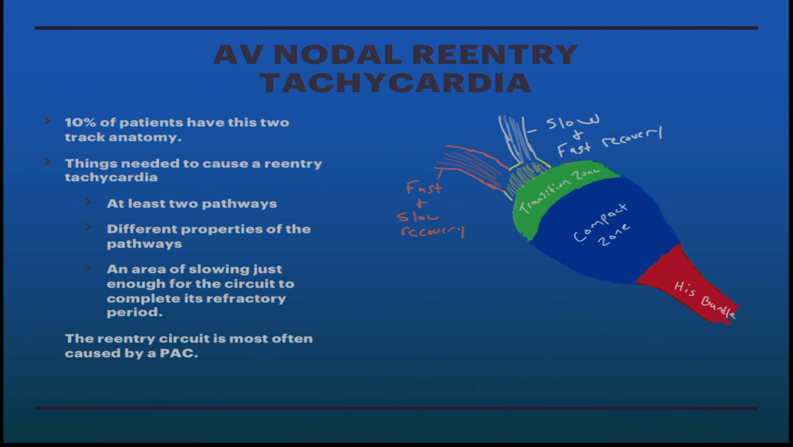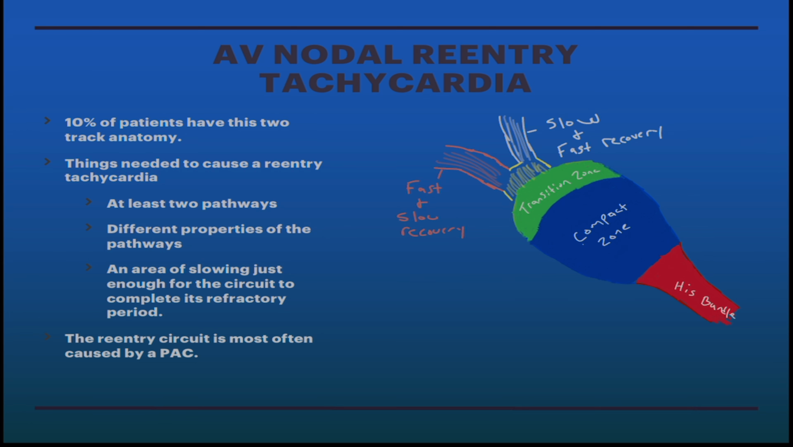So we've discussed the intrinsic rates that can cause junctional rhythms. And now I want to talk about some of our reentry tachycardias. The first one we're going to discuss is AV nodal reentry tachycardia. In this type of reentry mechanism, it affects about 10% of patients. What they have is, in the approach to the AV node, 2 tracks, right? And those 2 tracks have different characteristics.